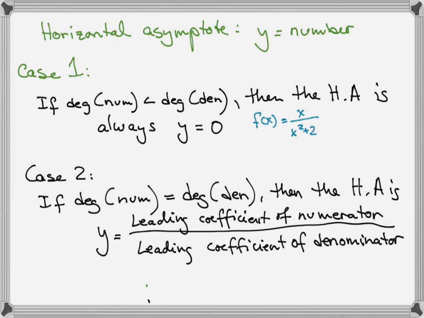So this example here in blue, what is the degree in the numerator? The degree in the numerator is 1. What is the degree in the denominator? 2, right. So 1 is less than 2. Yes? That means the HA in this blue case is y equals 0. Don't look at anything else but the degree.